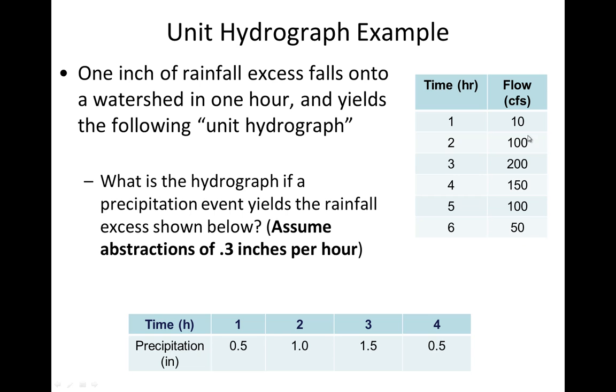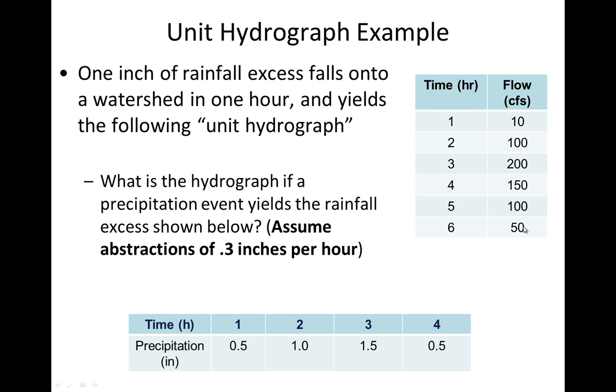And the reason why it's taking a long time for all of that water to get towards the outlet. Why are we still seeing flow at hour 5 when it stopped raining at the end of hour 1? Well, it's because it takes time for water to flow through the watershed. So here is our unit hydrograph.